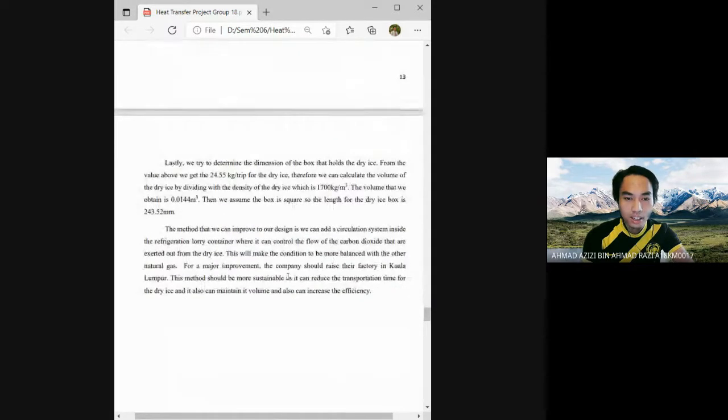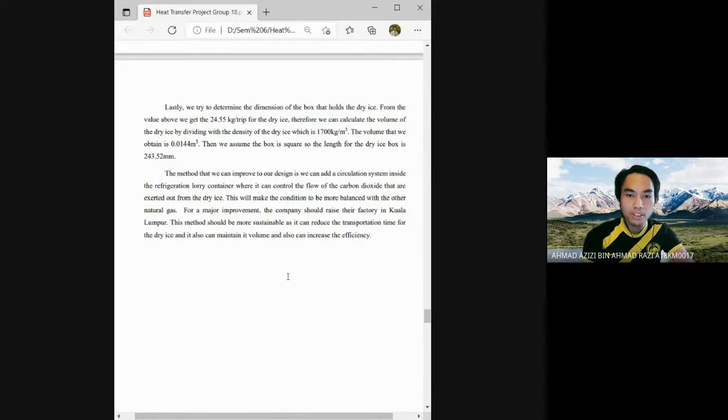Next, there is another method we can use to improve our design based on the project, where the lorry has to transport the ice from Johor Bahru to KL. I think an improvement is to add a circulation system inside the lorry to control the flow of carbon dioxide exerted from the dry ice, because dry ice is made of carbon dioxide. The circulation system inside the container will control the air within the container. We can also ask the company to build a factory in Kuala Lumpur, which is more sustainable as it will reduce the transport time, so there is no time at all for the dry ice to be transported.